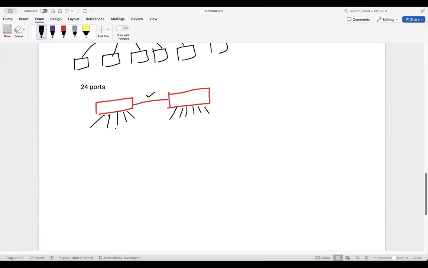The switches can be connected back to back to increase the number of devices connected. Like this, I can also extend the switches, I can cascade the switches, right? So that more devices can be connected.